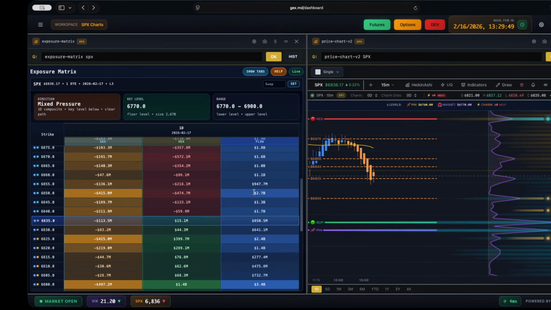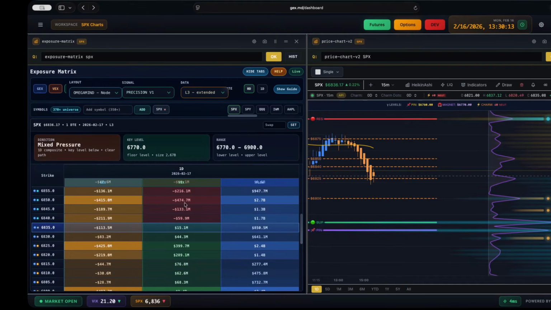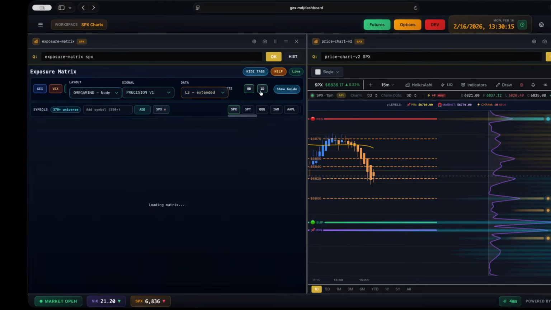Then take a look at the money, 2.7. Big number. Big number. Big spike. Big numbers. This is why you want to see what is happening here. Now, if you want to compare this with more days, you can use this and then put 1D.